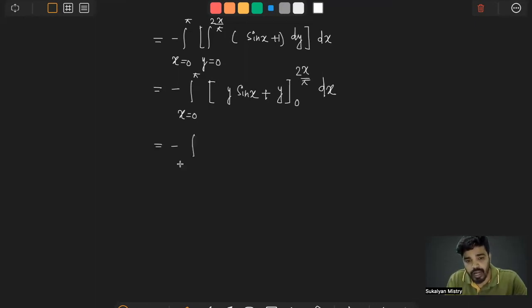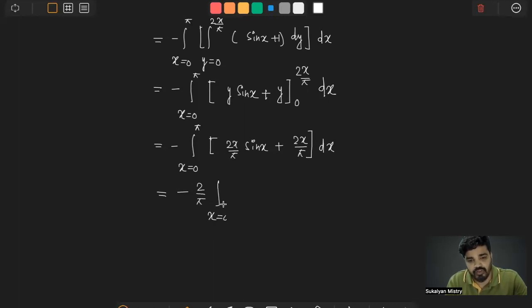So that equals minus integration, x is equal to 0 to pi. Put the upper limit, so 2x by pi sin x, minus the lower limit y is equal to 0, so that is 0. Now taking 2 by pi common, so that is minus 2 by pi, x varies from 0 to pi, x sin x plus x into dx.